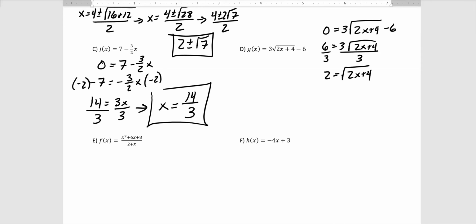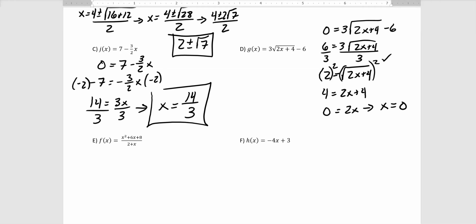Notice when my radical is isolated, it's equal to a positive number. Good news for us as far as the extraneous conversation goes. I'll square both sides. I get 4 equals 2x plus 4. Subtract 4 from both sides. I get 0 equal to 2x, which means that x equals 0.